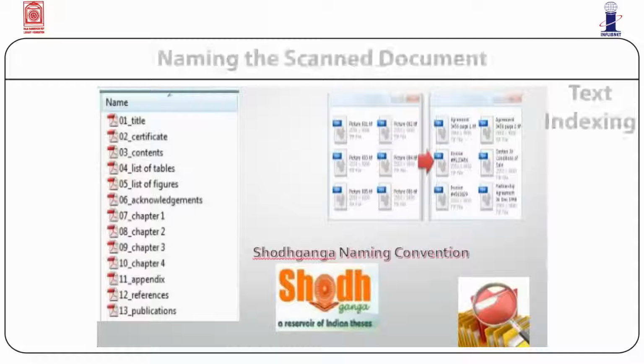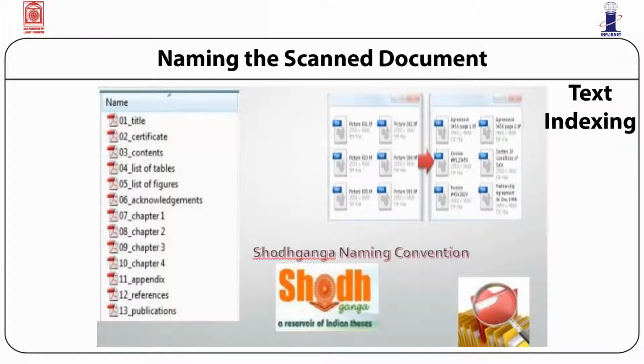Now look at this, how it is named. 01 title, 02 certificate, 03 content, 04 list of tables, 05 list of figures, etc., up to chapter 1 to chapter 4. Then at the end, references and publications. You may wonder why I have given 01, 02, 03. This is because the document in the repository will also appear in the same sequence. So a user will feel that the book is in the same format as the original.